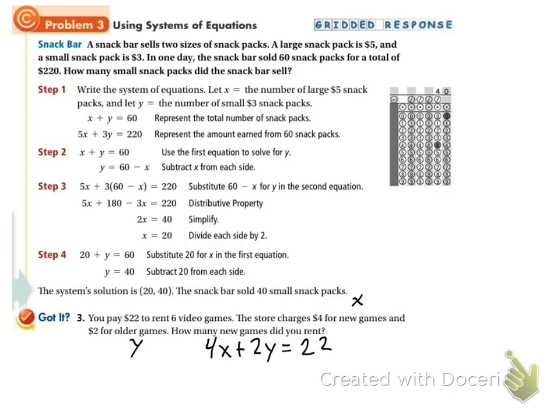So equals 22. Well, that's only one equation so far. I need to come up with another one. What number haven't I used? Well, I haven't used the number 6. And what's 6 talking about? That's talking about the number of games that I bought.